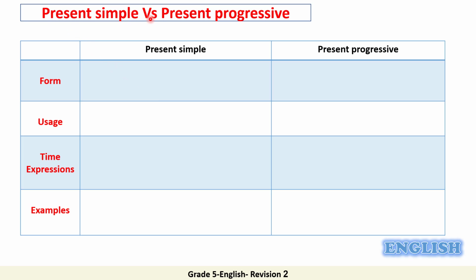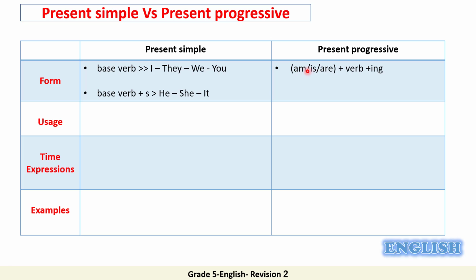Present simple versus present progressive. This is a table that summarizes the difference between both tenses in terms of form, usage, time expressions, and there are some examples on each tense in the end. The form. The present simple is formed by using the base verb with I, they, we, you, or the base verb plus S with he, she, it. But the present progressive is formed like this. Am, is, or are, plus verb plus ing.